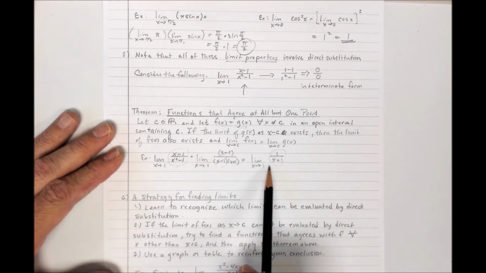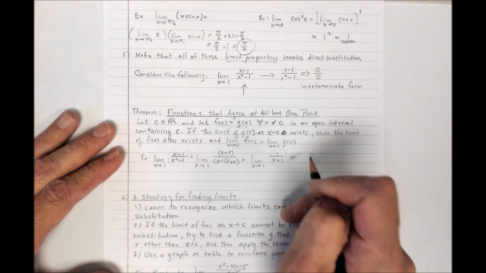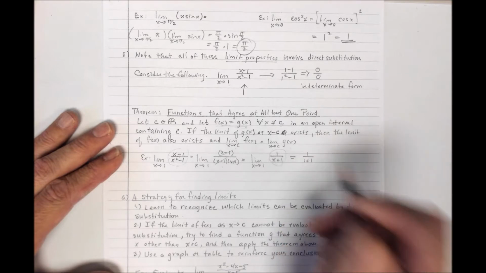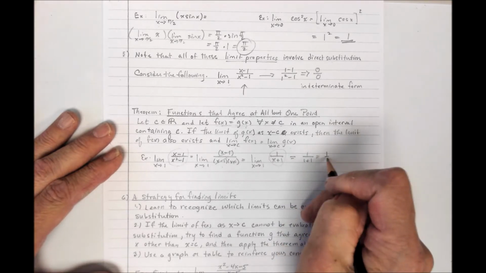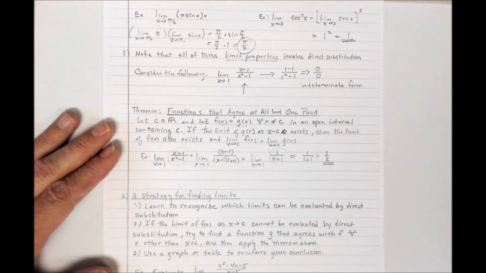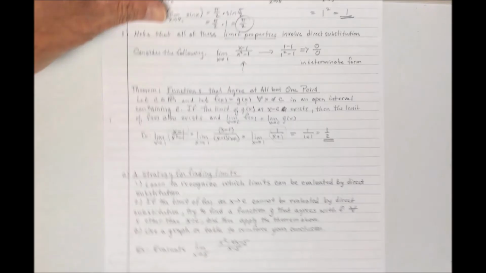But now I can use direct substitution. This limit exists, and I get 1 over 1 plus 1. And of course, ever since kindergarten, 1 plus 1 is still 2, so I get 1/2, and that's my answer. All right, so there is a strategy to finding limits here.